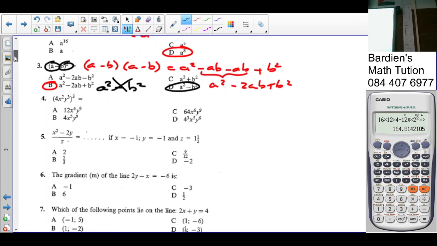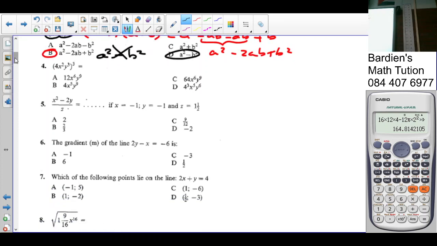Look at number 4. 4 squared is 16. No, 4 cubed, sorry. 4 cubed is 64. x: 2 times 3 is 6. y: 3 times 3 is 9. Which makes the answer C.